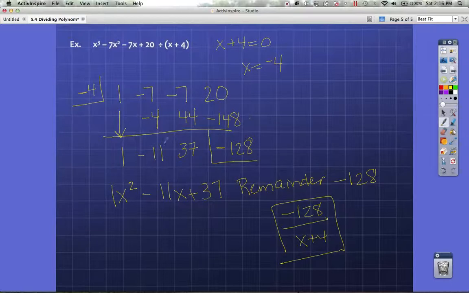Alright, so this is how you do synthetic division. It's very simple to set up. Just take your coefficients, do it in descending order. If you don't have a degree, you have to make a placeholder. Bring down the first one, multiply and add, multiply and add, multiply and add. And then it's 1 degree less when you write the result. And this one will not factor. You can't do factors of 37 that add to be 11.